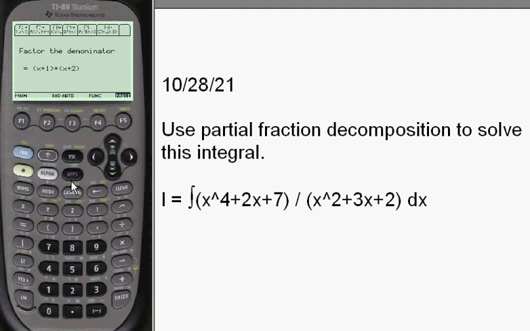The calculator factors the denominator for you, x plus 1 times x plus 2. And because the numerator has an exponent that is higher in order than the exponent in the denominator, long division is required. So I show you how to do long division. Here we are, x to the 4 plus 2x plus 7 divided by the denominator.